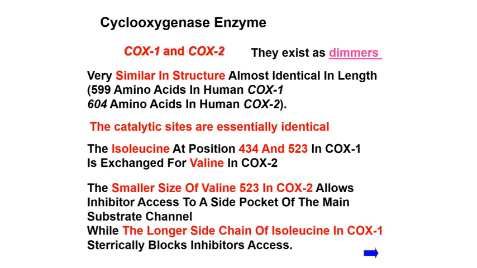The selectivity arises from the smaller size of valine in COX-2, which allows the bulky inhibitors to access the pocket site of the enzyme, while isoleucine, having a bigger size with a longer side chain in COX-1, sterically inhibits the access of the traditional types of non-steroidal anti-inflammatory drugs.